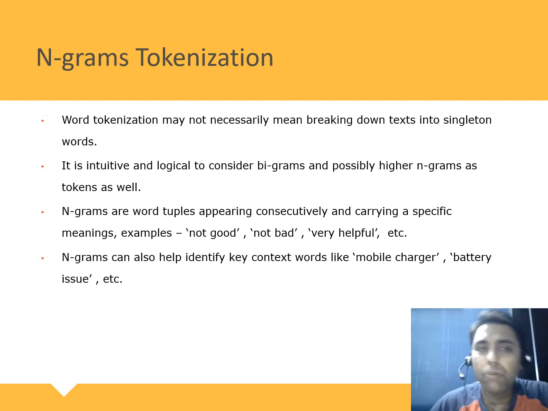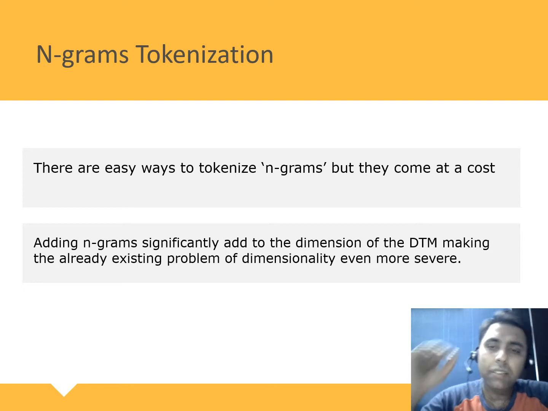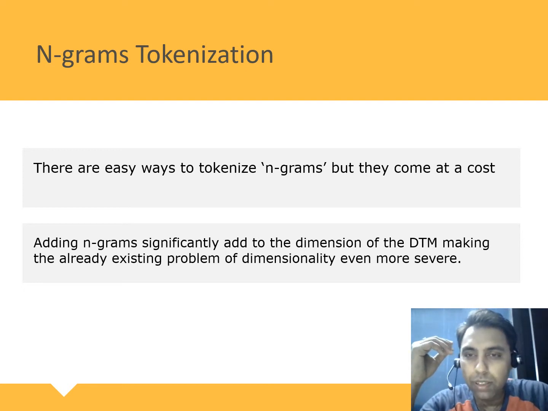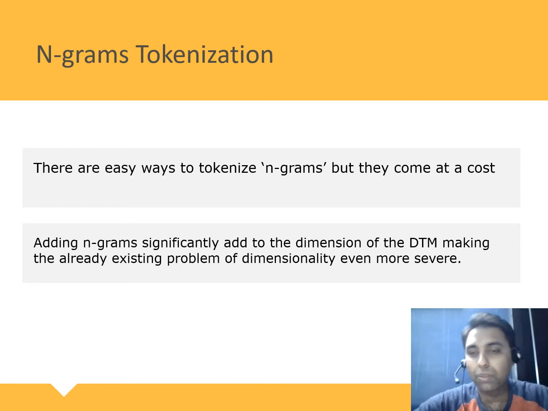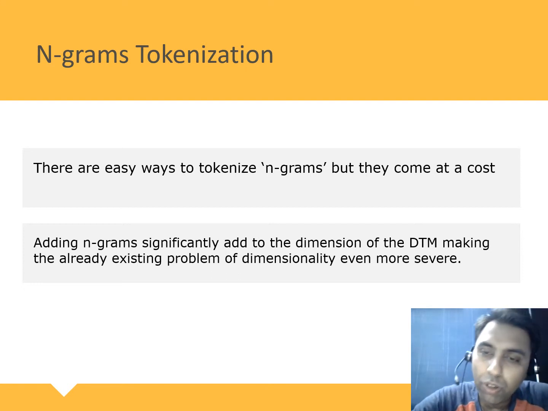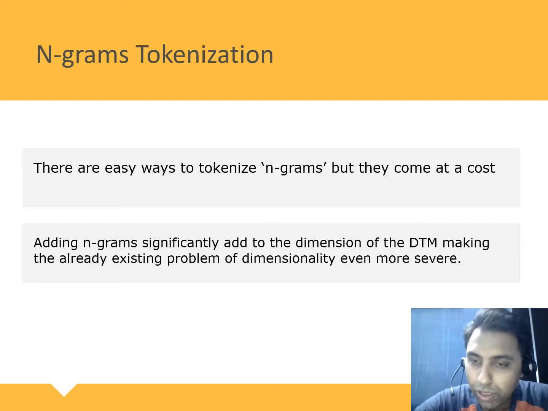Okay, but all this comes with a price tag, with a cost, because remember, when we talked about the document term matrix, one of the challenges we discussed was the high dimension, and the high dimension was being driven by the incredibly large number of columns that we get in the document term matrix, because typically we would have many unique words in a collection of text data.